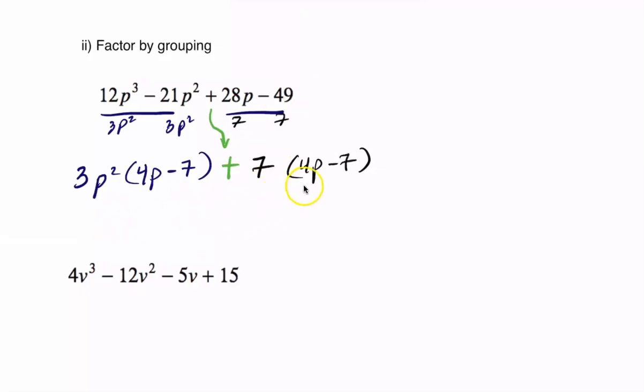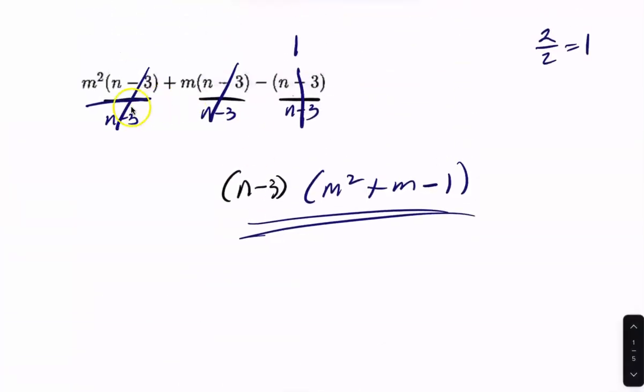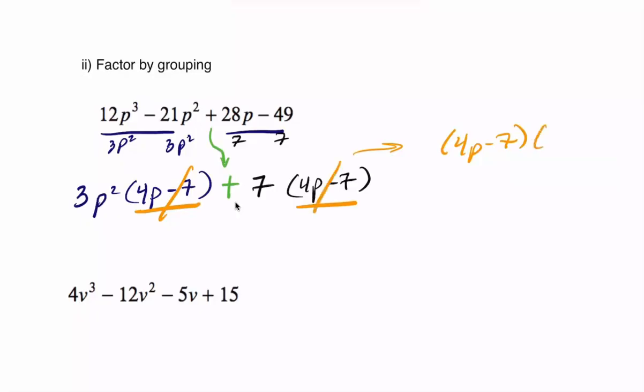And then you get down here, and honestly all you're doing is the same thing we did right here. You ask, what do they all have in common? And then minus 3, and you factor it out. Same thing here. Do they have anything in common? Yeah. They all have a 4p minus 7. Factor it out. You get 4p minus 7. And then what's left over when you pull it out?